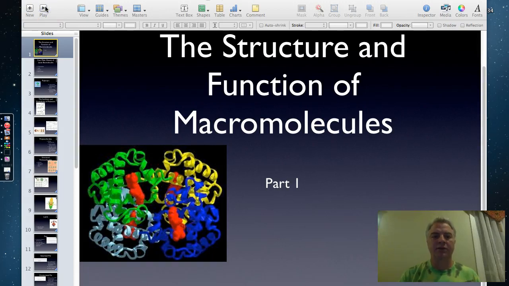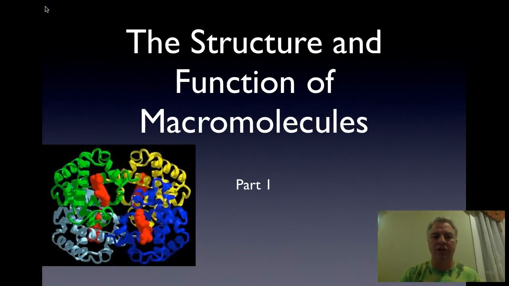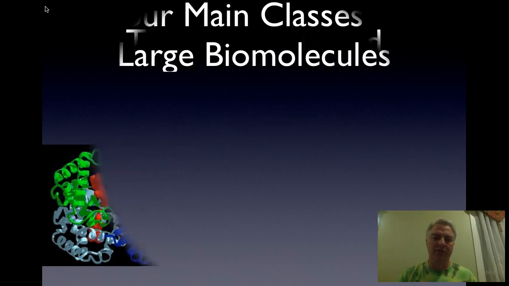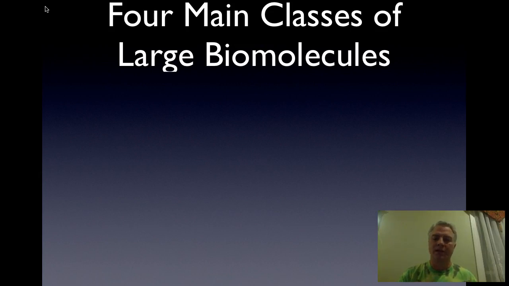Hello, this is Mr. Winton, and today I'm going to share with you a little lesson, a short part one of probably three parts on major macromolecules that are found in living systems. There are four major groups of these macromolecules, four main classes, and we're going to go through each one. Today we're primarily going to cover the first one, carbohydrates.